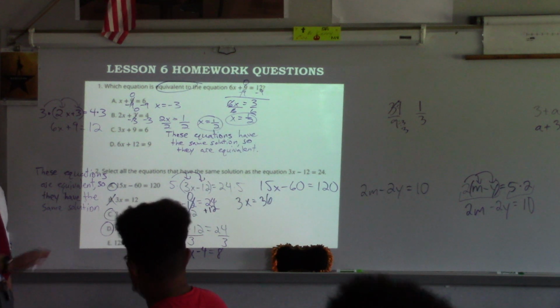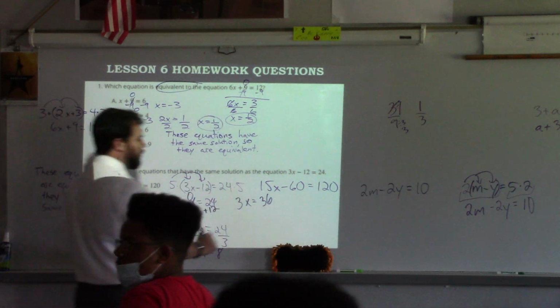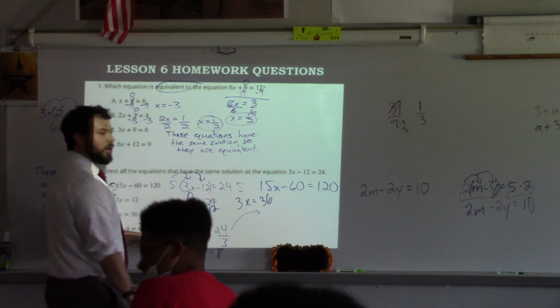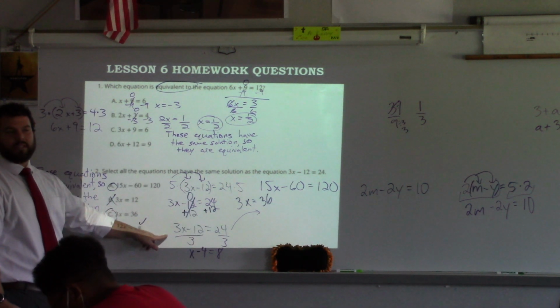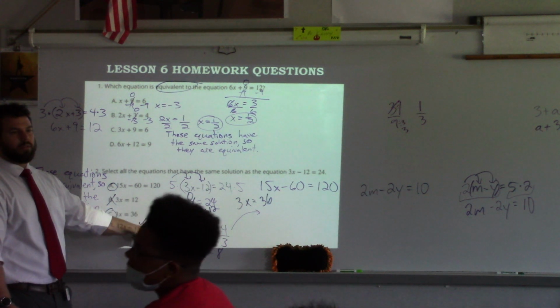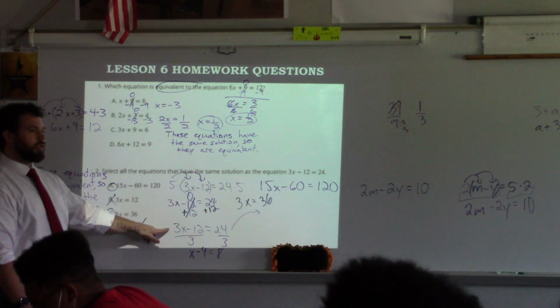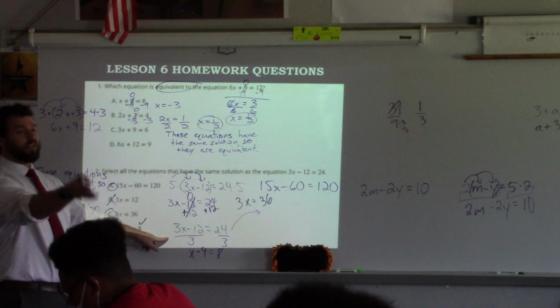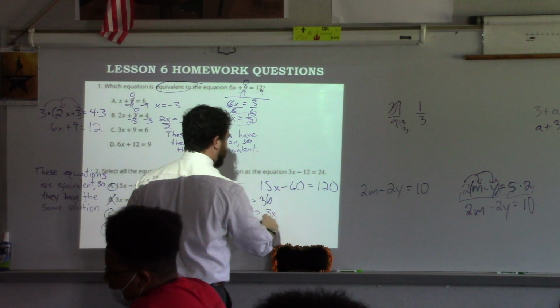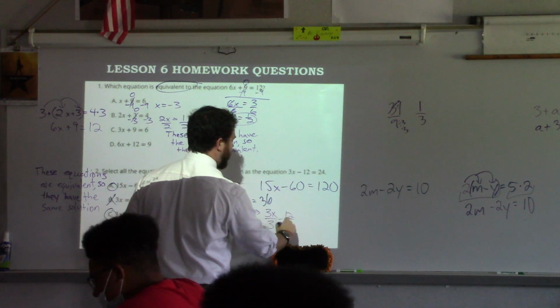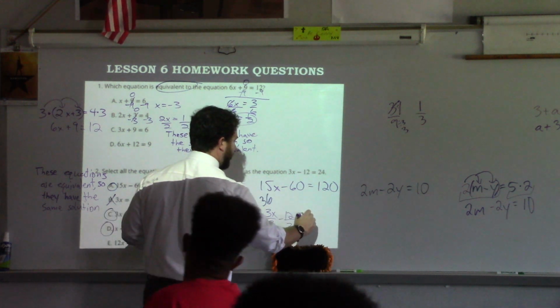One thing I didn't show because I was running out of room, but one thing I do want you to recognize is that you need to remember that division has what property that's allowing me to do this right now? It's distributive. It has a distributive property, because that's 3x divided by 3 minus 12 divided by 3 equals 24 divided by 3.